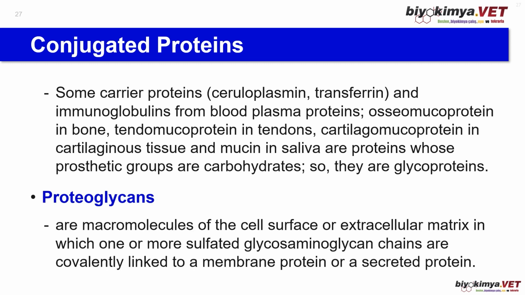Proteoglycans are macromolecules of the cell surface or extracellular matrix in which one or more sulfated glycosaminoglycan chains are covalently linked to a membrane protein or a secreted protein. So they are proteins carrying glycosaminoglycan, but glycoproteins are proteins carrying oligosaccharide residues. The glycosaminoglycan in a proteoglycan combines with extracellular proteins through electrostatic interactions between the protein and negatively charged sugar moieties on the proteoglycan. They are the main components of all extracellular matter.